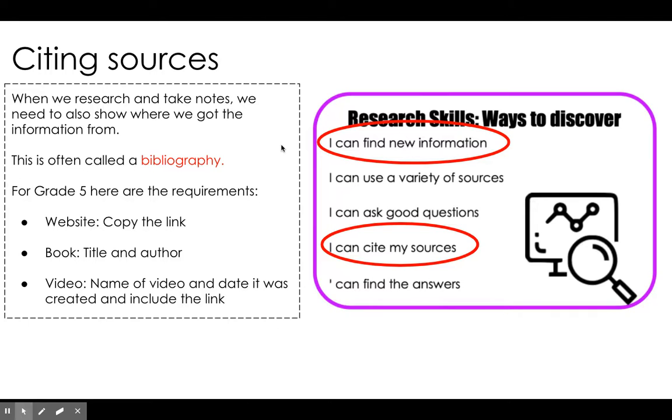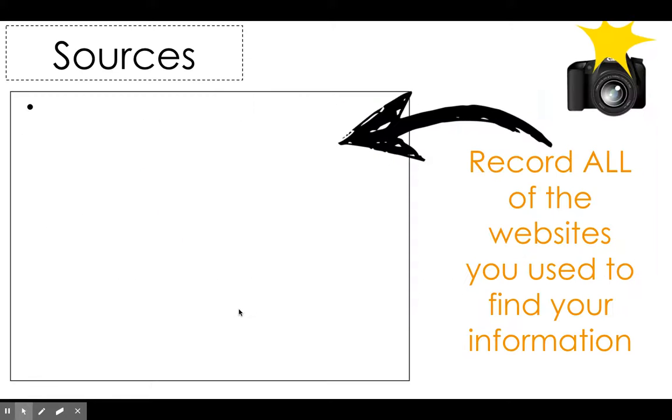Then I want to remind everybody that as researchers and with our research skills, we also need to cite our sources. And we often call this a bibliography. So remember, for grade 5, here are the requirements. If you used a website, make sure to copy the link. If you do use a book, maybe you have some at home, make sure to have the title and the author. And if you use a video, please make sure to include the name of the video and the date it was created, and also include the link. And you can keep track of your sources on this assignment page.